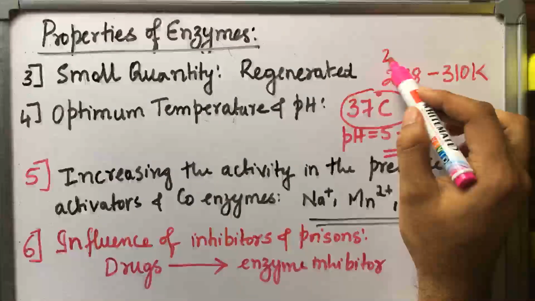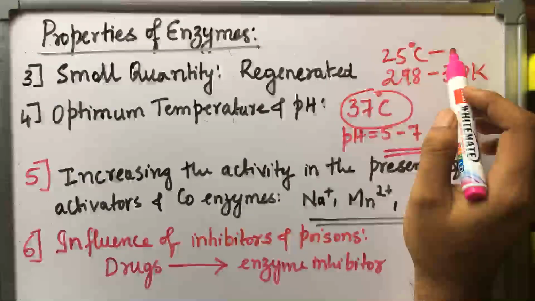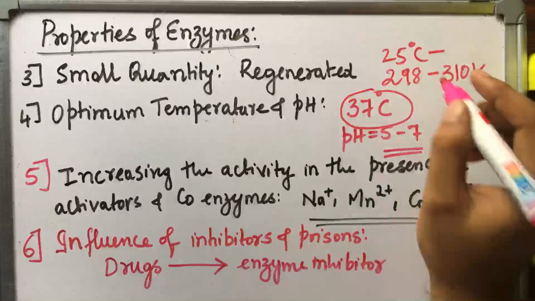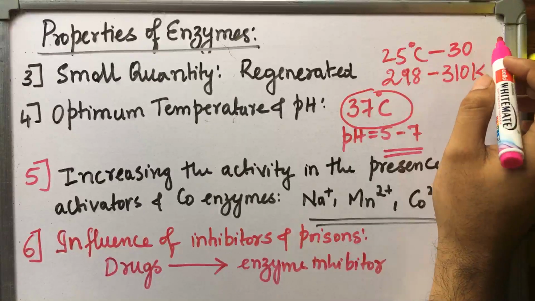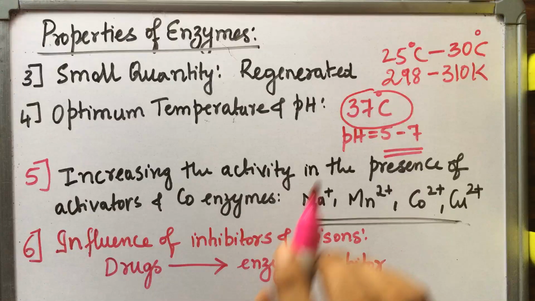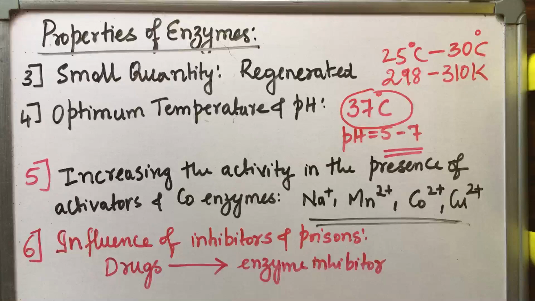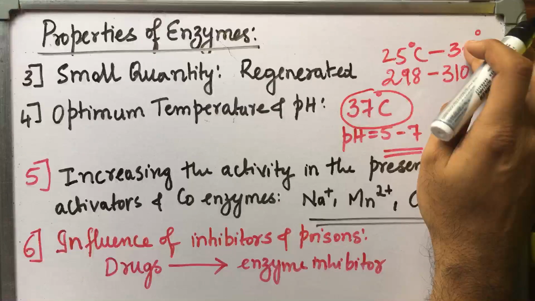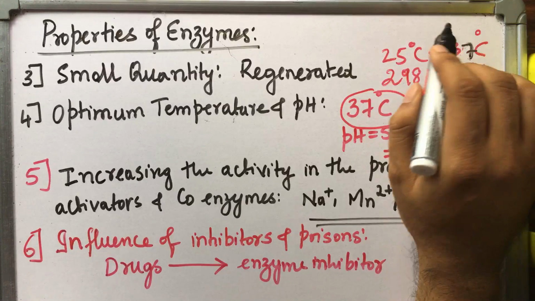This is from 25 degrees Celsius to 37 degrees Celsius. I think you can understand this, students. 37 degrees corresponds to, yes, correct, 310 Kelvin, and 25 degrees Celsius to 298 Kelvin. I think these points are clear. Sorry, this is 37 degrees Celsius.